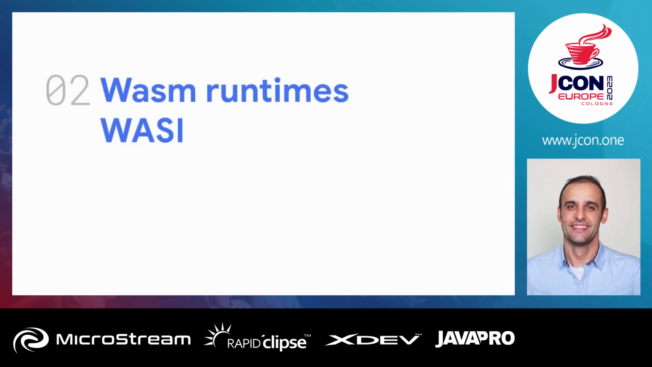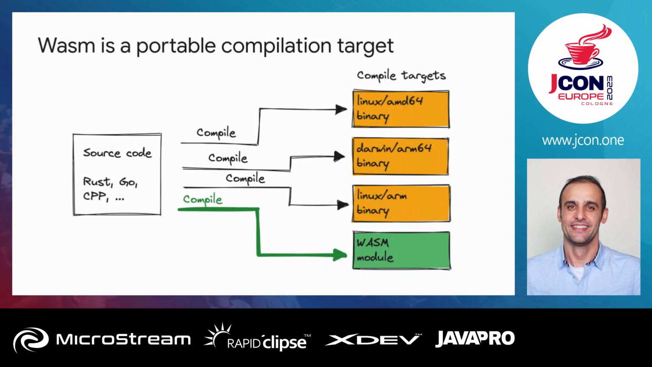All right, so we talked about WebAssembly, we talked about WebAssembly outside the browser and why we should care about that. Now let's look into some details. Let's look into Wasm runtimes and the WASI spec. Now, as a recap, Wasm is a portable compilation target. So what it means is that you write your code. Typically, you compile your code for certain architectures, but in Wasm, you compile to a module, and that's it. So that simplifies things quite a bit.